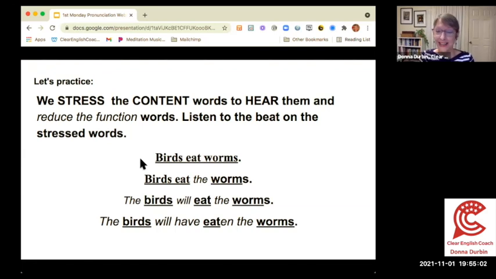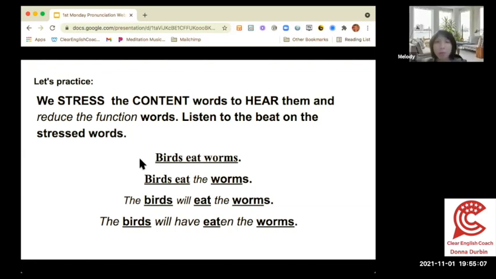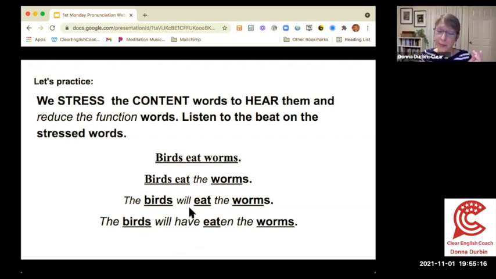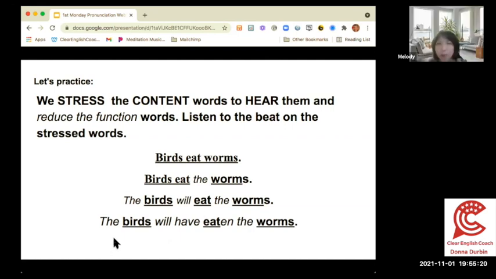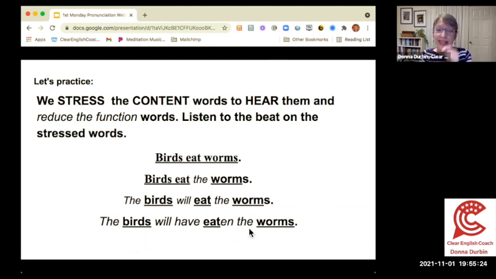Okay, Melody. Good job. Birds eat worms. Birds eat the worms. The birds will eat the worms. The birds will have eaten the worms. Okay, so you stumbled a little bit here. The birds will have eaten the worms. The birds will have eaten the worms.